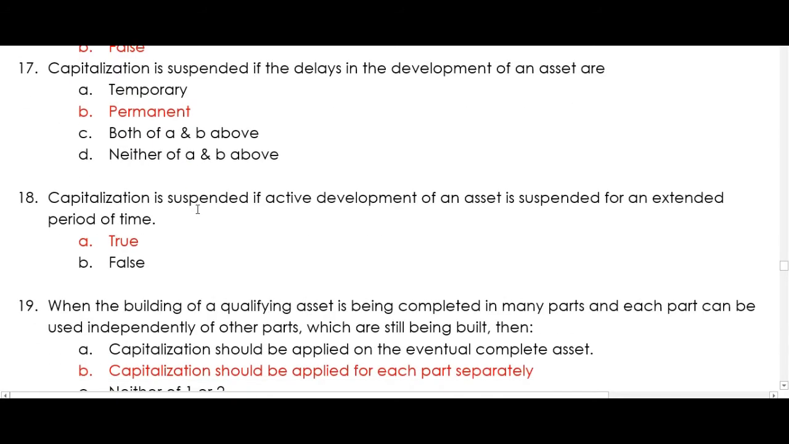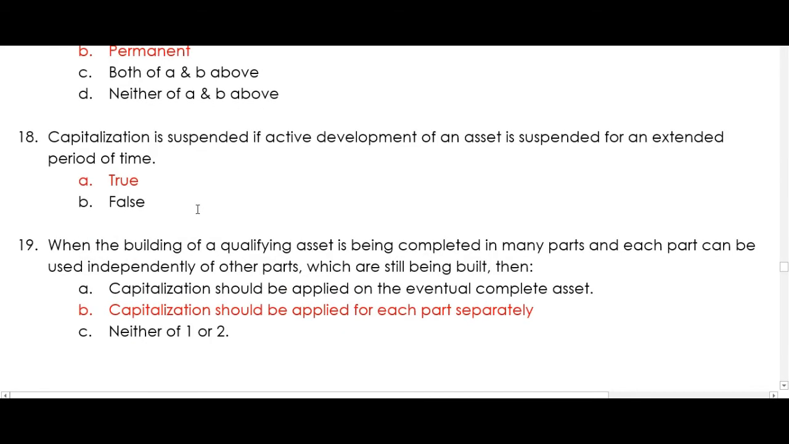Number 17, capitalization is suspended if delays in the development of an asset are permanent. Letter B. Na-discuss na natin kanina, kapag temporary siya, okay lang. Kasi kailangan yung delay na yon para sa progression mo later on dun sa pagpaproduce or pagpe-prepare mo ng asset. Pero pag permanent, hindi na. So, letter B ang sagot natin sa 17.